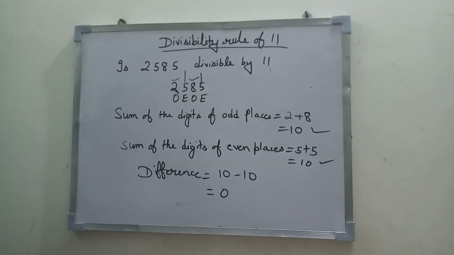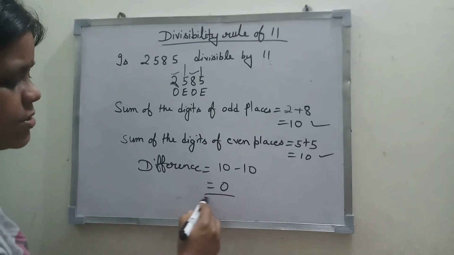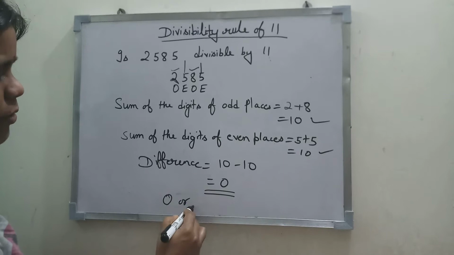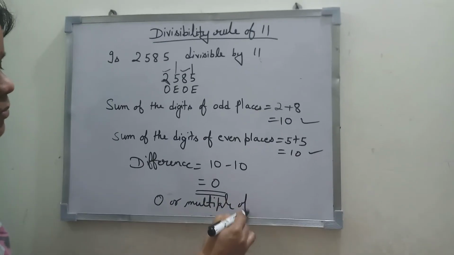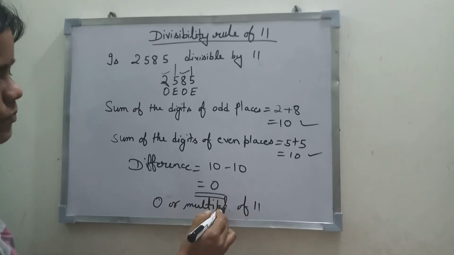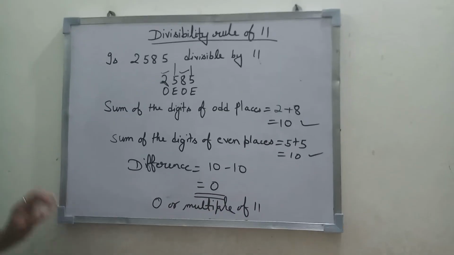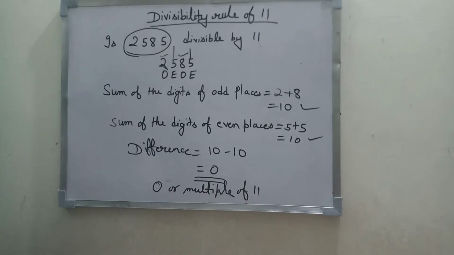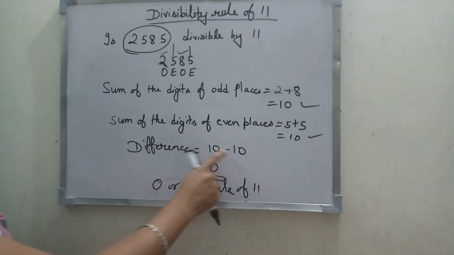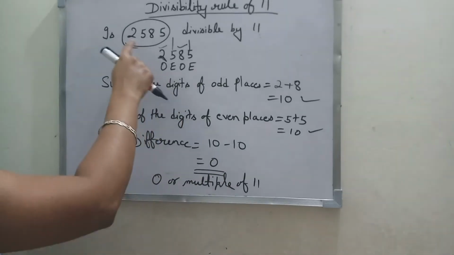So always remember, whenever the difference comes 0 or a multiple of 11, in that case your original number will be divisible by 11. In this case we can very well see that the difference is 0, so that means your original number will be divisible by 11.